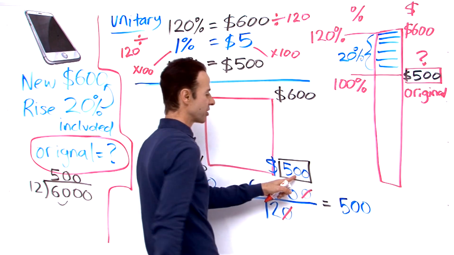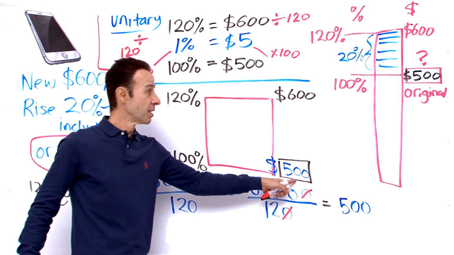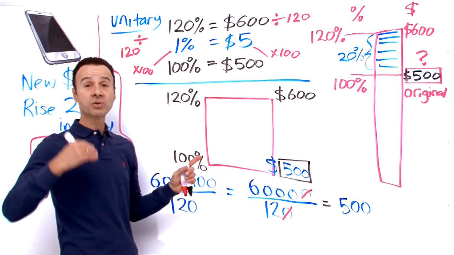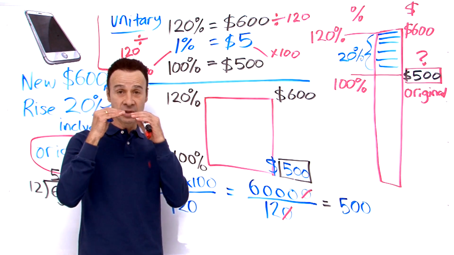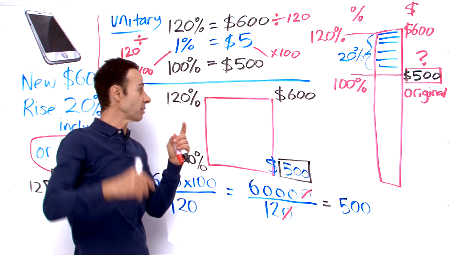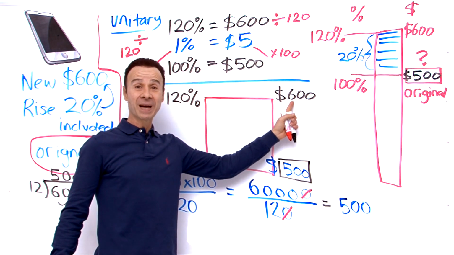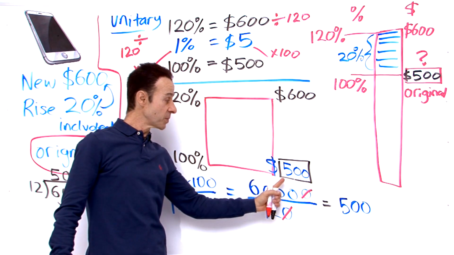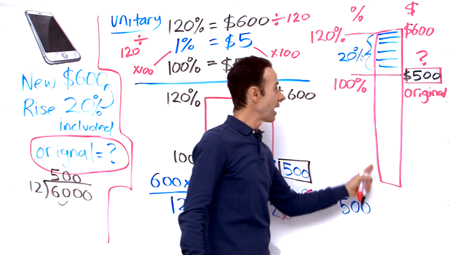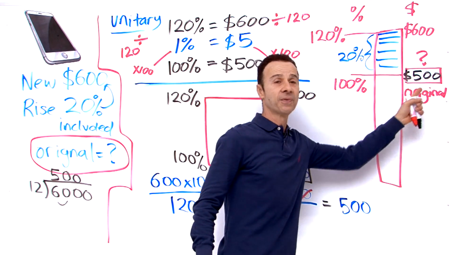So again, we worked out the same answer, $500. When the price rise is 120%, in other words, the original price plus 20% makes it 120%, it's $600. Let's go back to the original price. At 100%, it's $500. So again, 100% of the original price is $500.